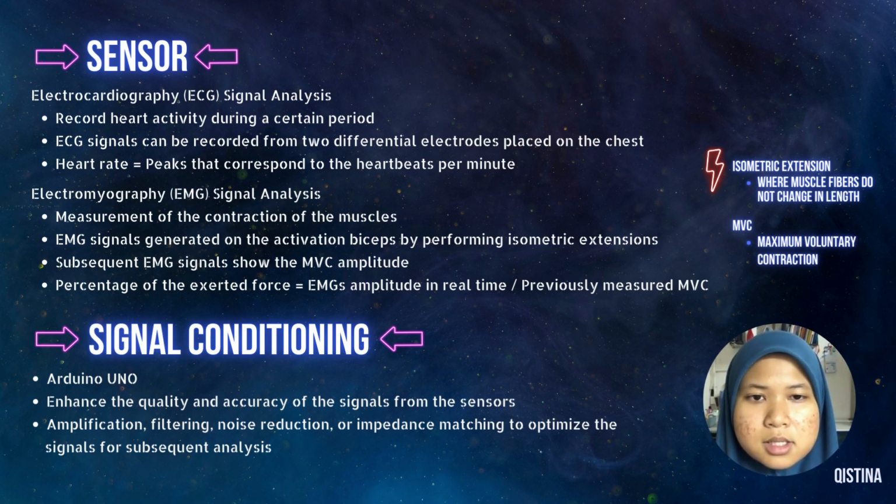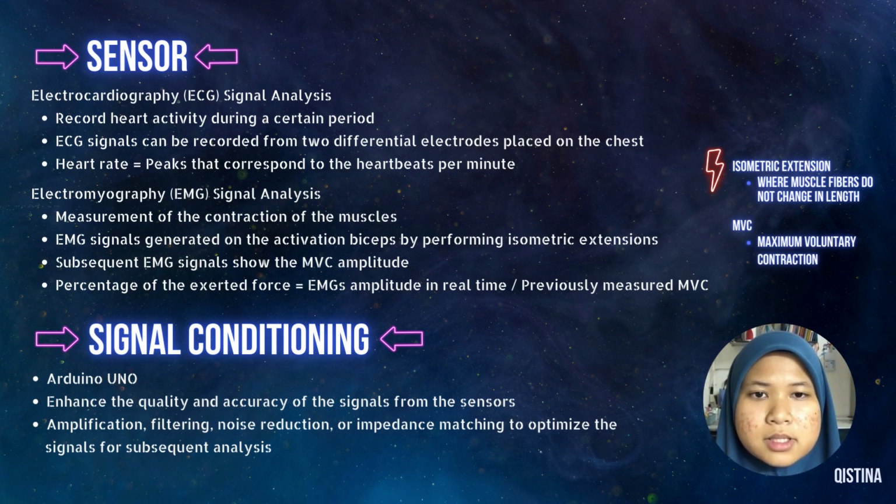The next sensor is the electromyography or EMG sensor. It is used to measure the contraction of the muscles. EMG signals are generated on the activation of the biceps by performing isometric extensions. Then, the percentage of the exerted force is calculated by dividing the EMG's amplitude in real time by the previously measured MVC, which is the subsequent of EMG signals.